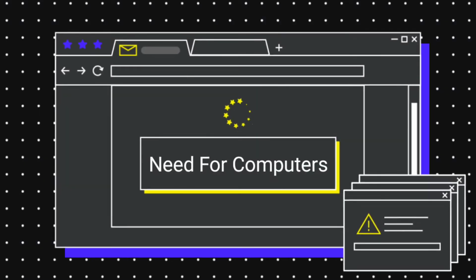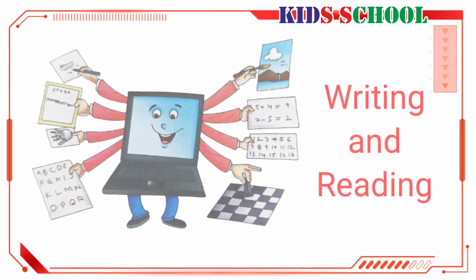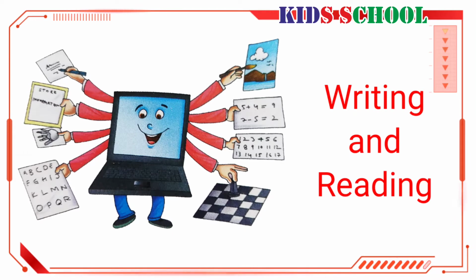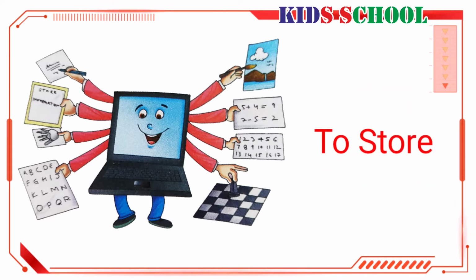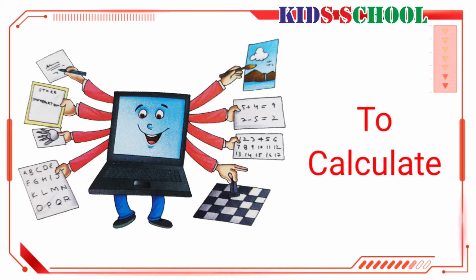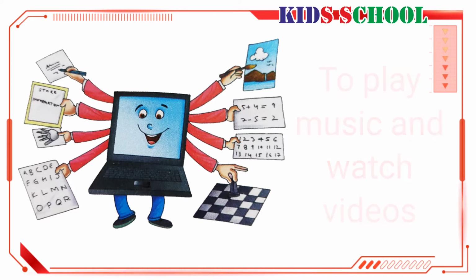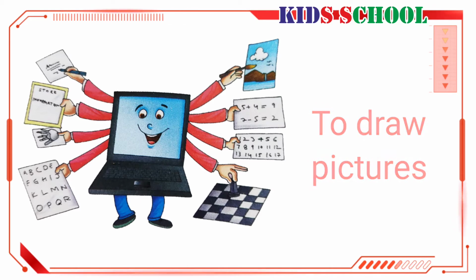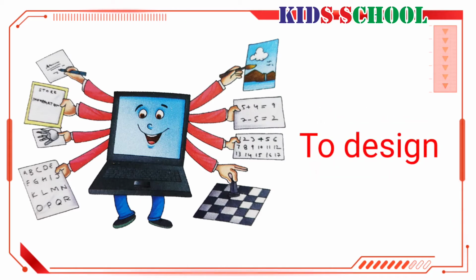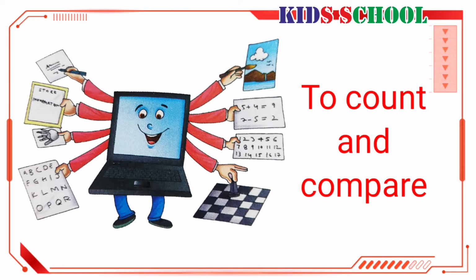Need for computers. There are a number of tasks that a computer can do. A computer can be used for writing and reading documents. It can store a large amount of information. It can do many calculations in a few seconds. It can be used to play music and watch videos. It can be used to play games. It can be used to draw pictures. It can be used to design greeting cards, newspapers, magazines, and clothes. It can be used to count and compare things.